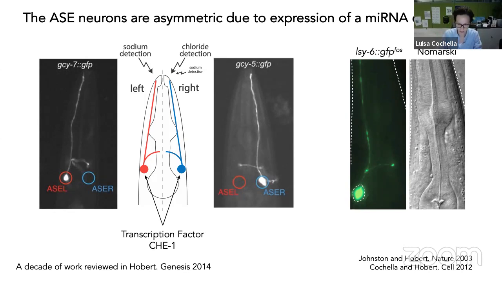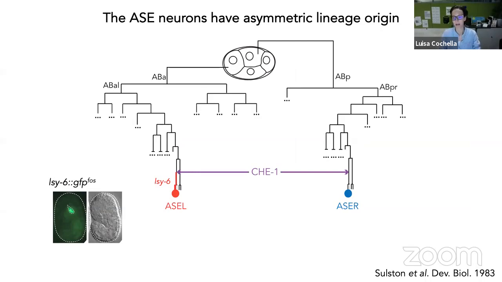So after scratching our heads for a long time, we actually looked at the lineage and we realized that the origin of these two neurons during development is actually very, very different. And it's actually asymmetric at a really early time point, at the 4-cell stage. So the left neuron derives from the so-called ABa blastomere. It's more anterior, that's why it has an a, while the right neuron derives from the so-called ABp. It's a more posterior blastomere.